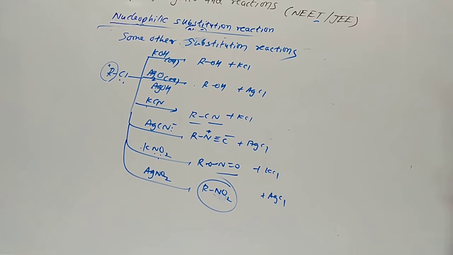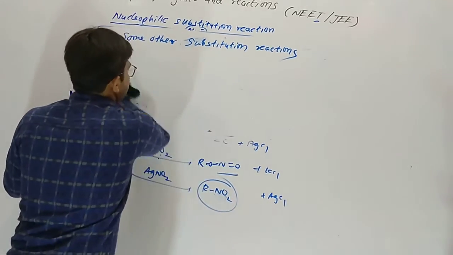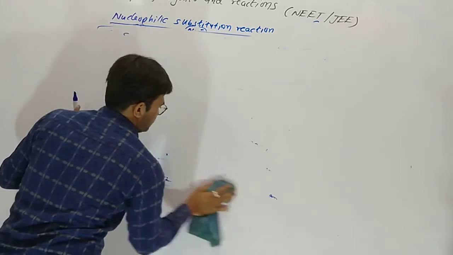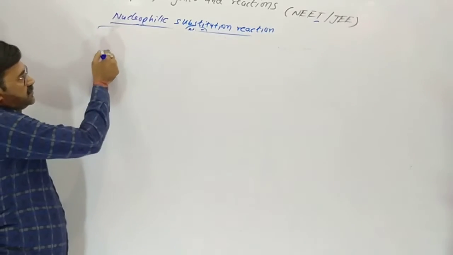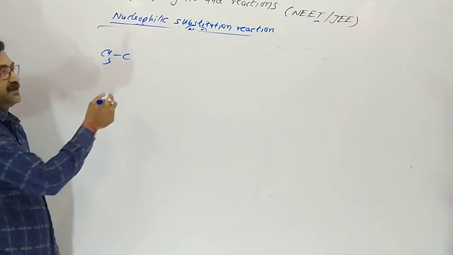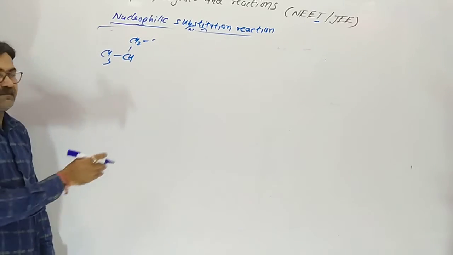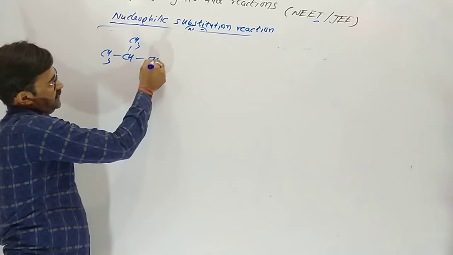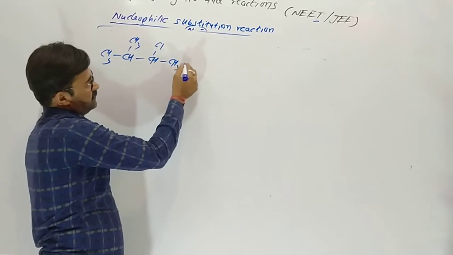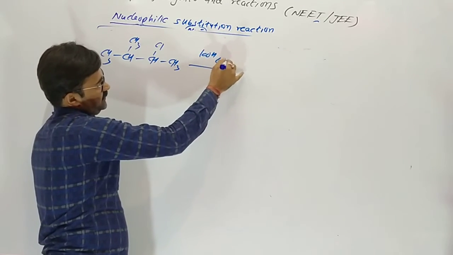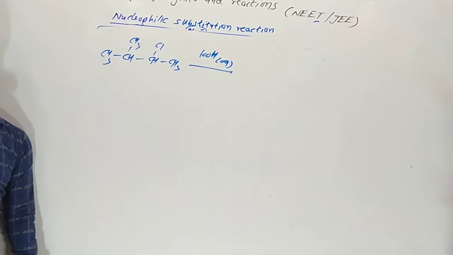Now I am giving you an example. Suppose CH3CH(CH3)CHCl CH3, reaction with aqueous KOH. Find out the total isomeric products.